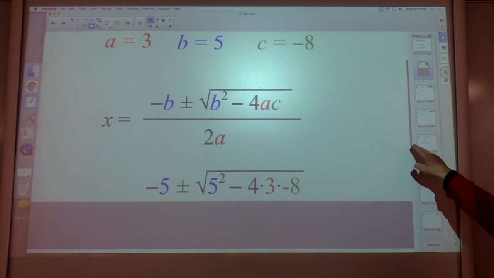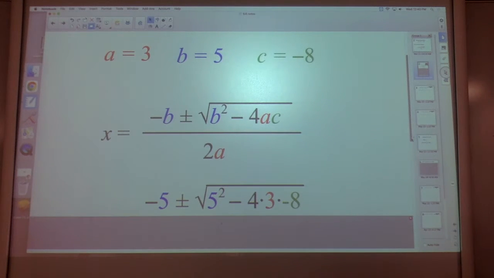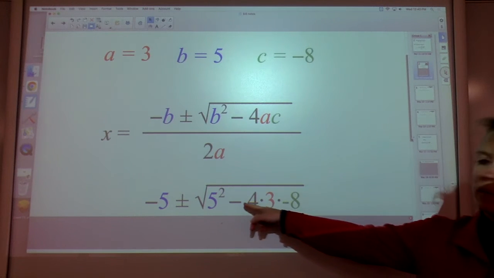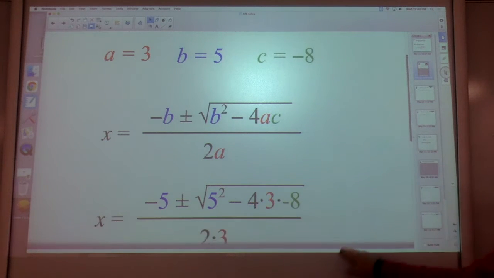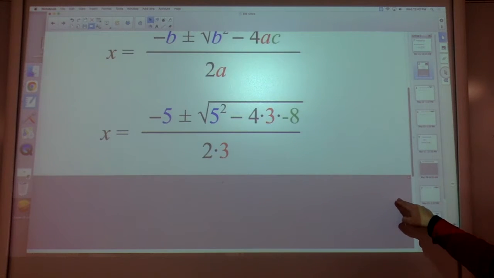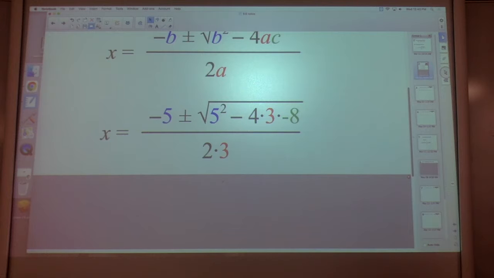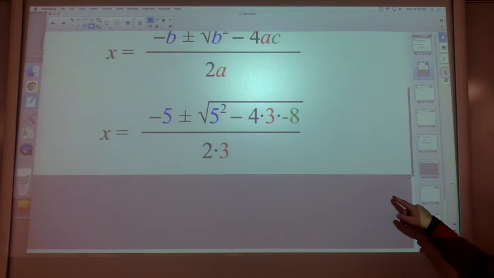What does that look like? It looks like the opposite of b. So b was 5, now we write down negative 5, plus or minus the square root of 5 squared minus 4 times 3 times negative 8. Notice I put those in with little dots, and I made this subtraction sign bigger than the negative sign because you want that to be subtract. All over 2 times 3. But that again is going to be cleaned up a little before we put it in the calculator.